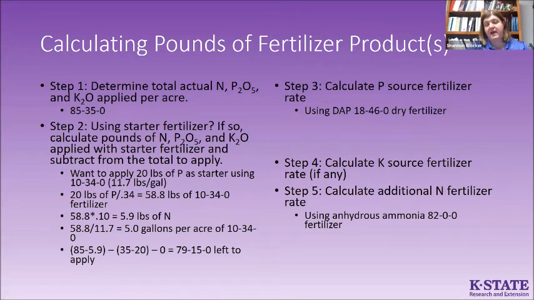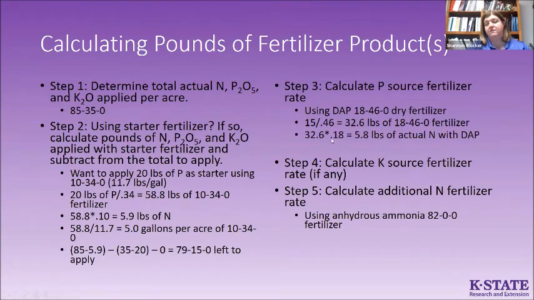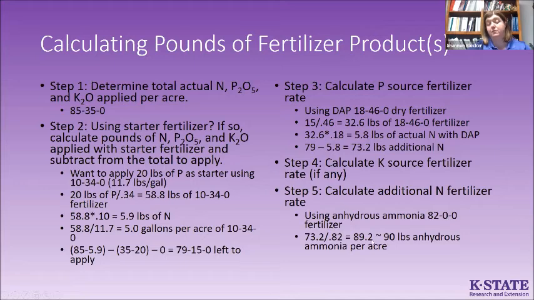So we're going to use DAP. Take 15, which was the amount we had left over, and divide by the analysis of DAP to figure out how many pounds of DAP fertilizer you would need, figure out how much nitrogen is included in that, and then do the math that's left. So we now know that I need a little over 73 pounds of nitrogen in some other way. Now, if there was a recommendation for potassium, this is where you would do it in step 4, but there isn't any. So we know we're going to use anhydrous ammonia. We use the math and we come up with about 90 pounds of anhydrous per acre.